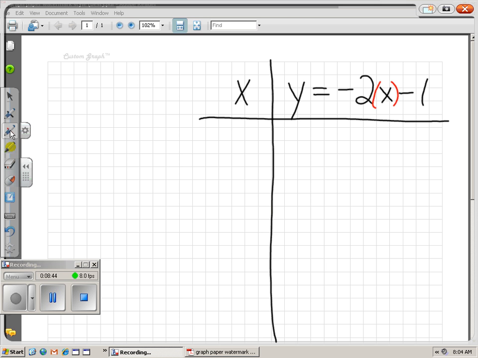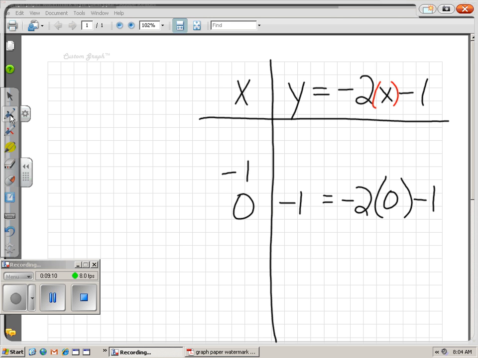So remember, put parentheses around the x because we're going to take it out and put a number in. And I'm going to choose 0 because it's easy to calculate. So I have negative 2, there's my parentheses, take out the x, put in a 0, minus 1. Grab your calculator and do the math. Negative 2 times 0 is 0. Take away 1 is negative 1. So when I put in a 0 for x, I get a negative 1 for y.